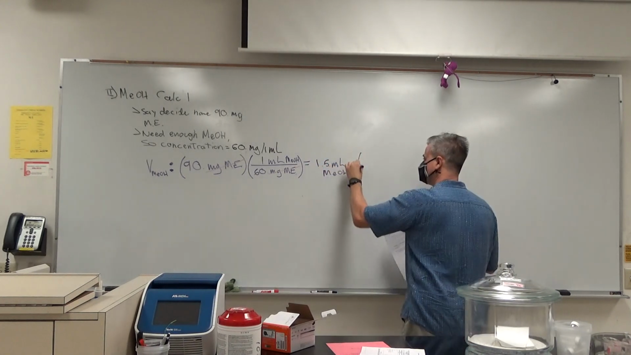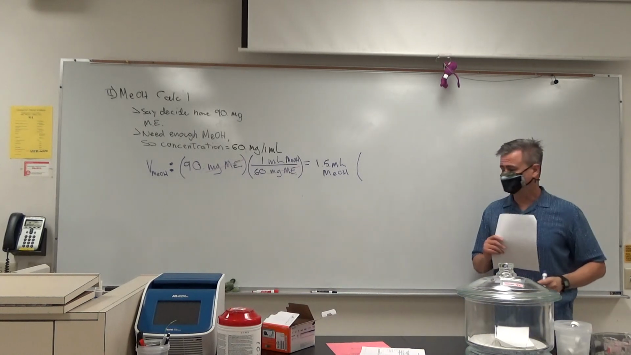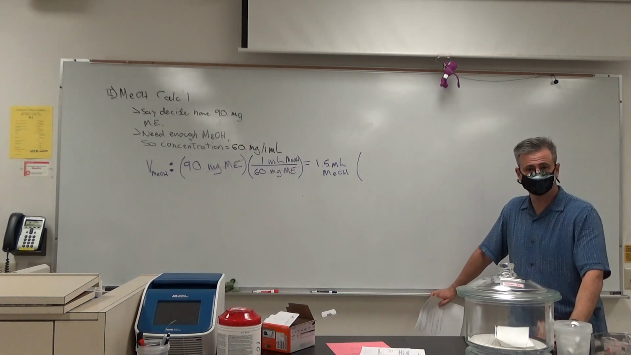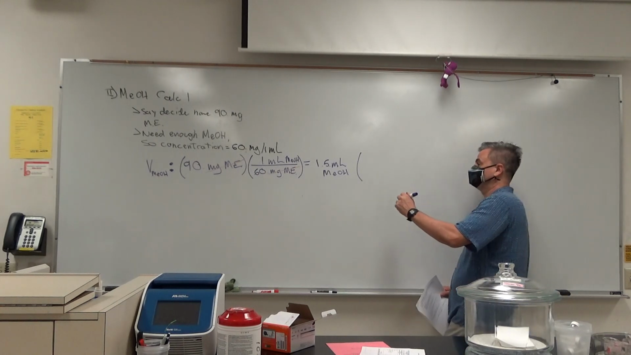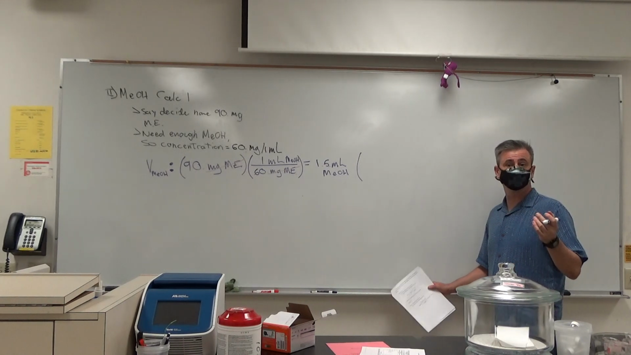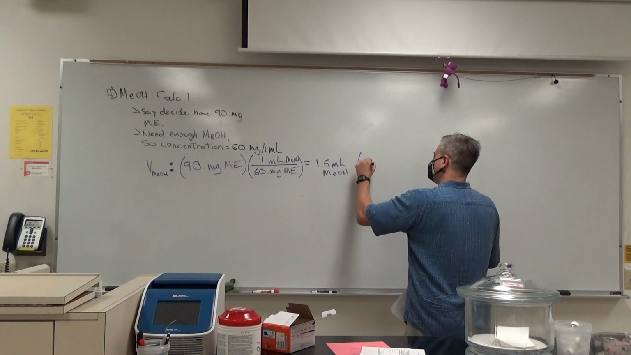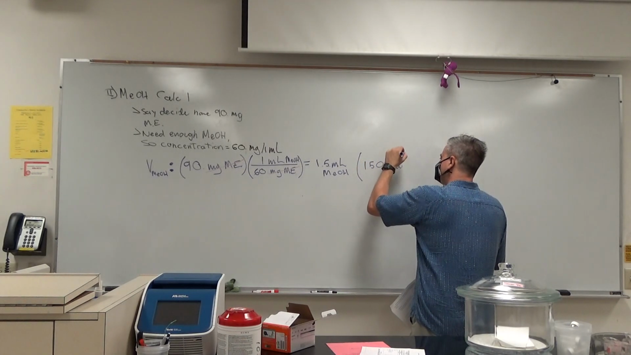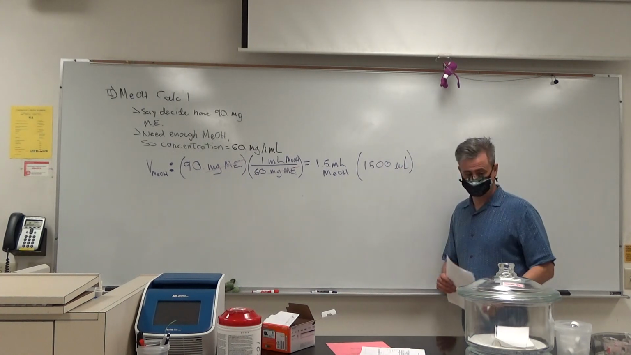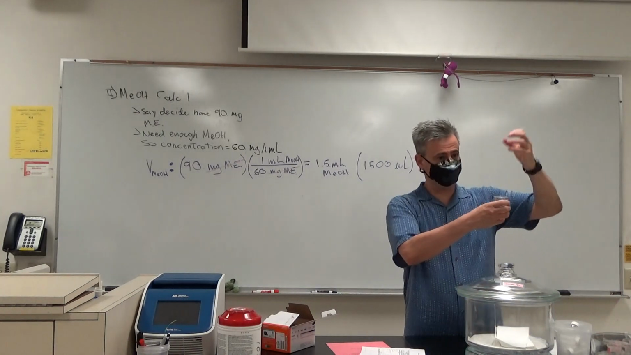Okay. Which, by the way, since we're using auto pipetters, how many microliters is that? Close. Olivia, you got it? 1,500 actually. So you always want to go from milliliters to microliters, you just multiply by 1,000. Okay, so 1,500 microliters.